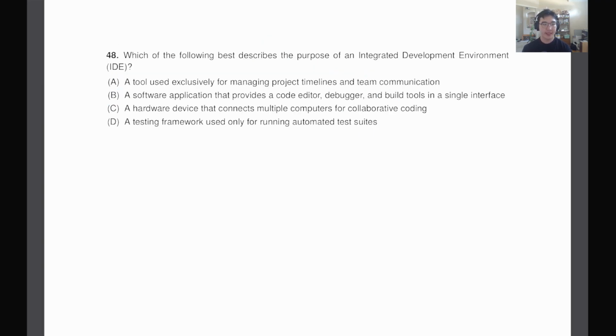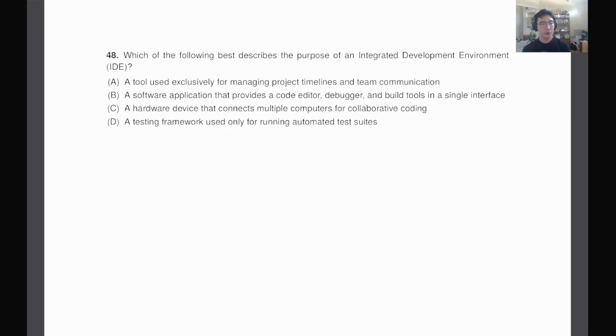Which of the following best describes the purpose of an integrated development environment, or IDE? This is one of those questions where you really just need to know the term, what IDE is. It's really helpful if you have programmed in the past, because you've definitely used an IDE. But if you haven't, then just add these terms to your vocabulary list and try to memorize these definitions. Again, sometimes the test has these questions where it's like, where did that term come from? But that's just the case with these tests.